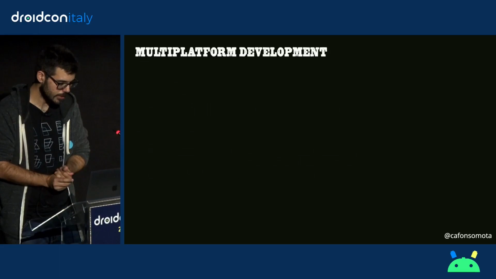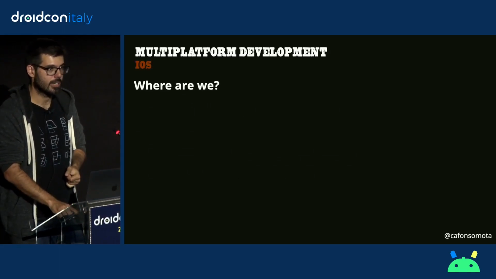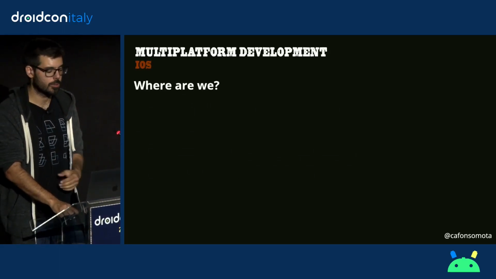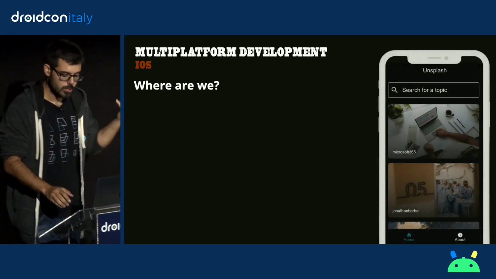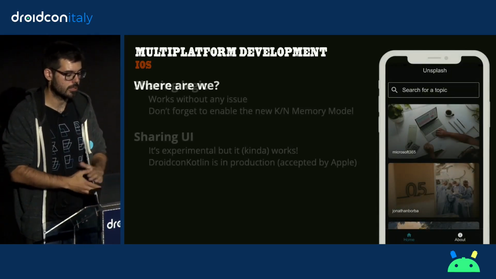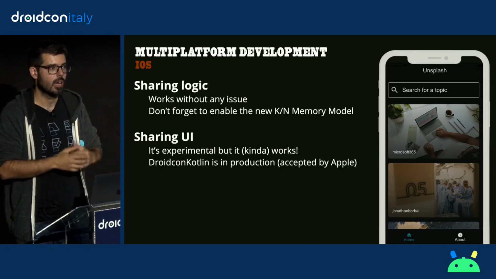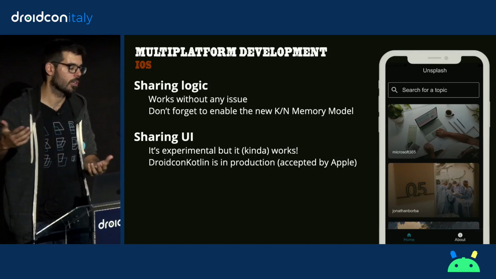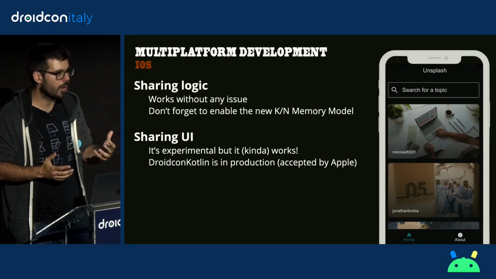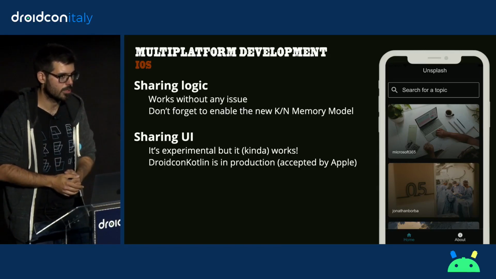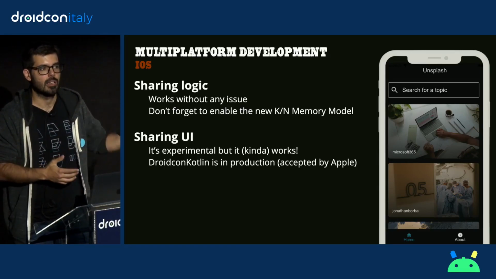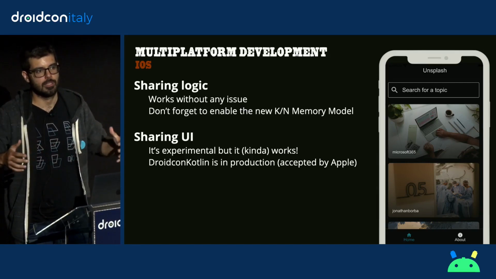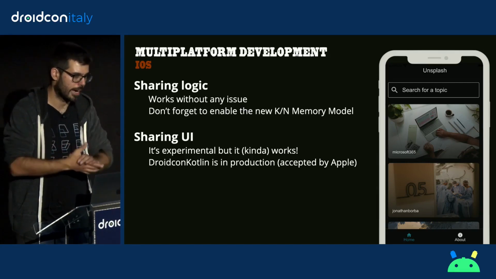iOS, and I know that all the iOS developers out here are quite curious for my findings here. So it's also possible to have it on iOS. Once again, the shared logic works almost perfectly. Please enable the new Kotlin Native memory model. Sharing UI is experimental, so it's in its early stages, and you might find crashes if you try to add a lot of things to your app.